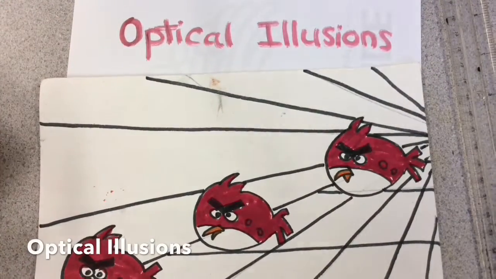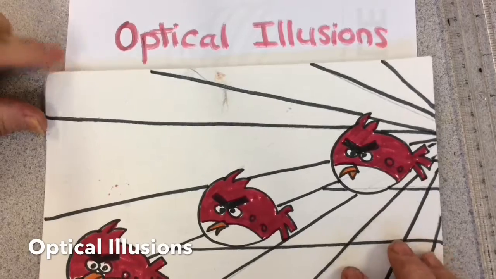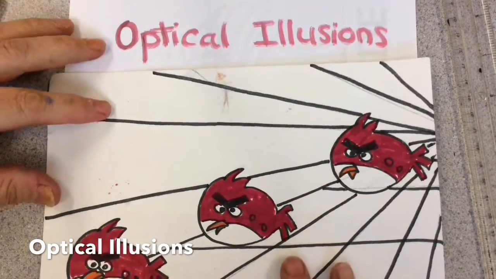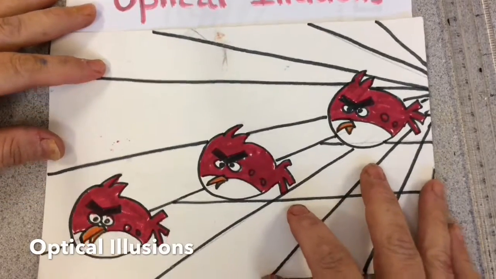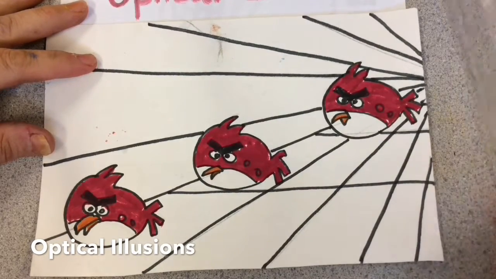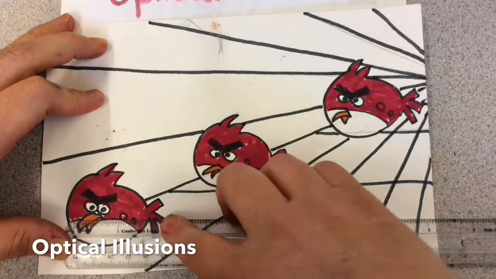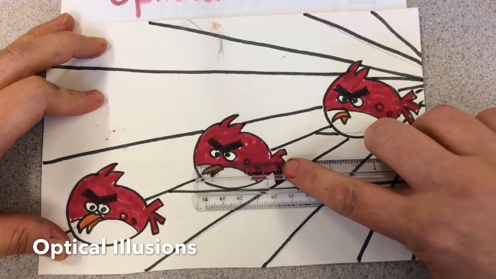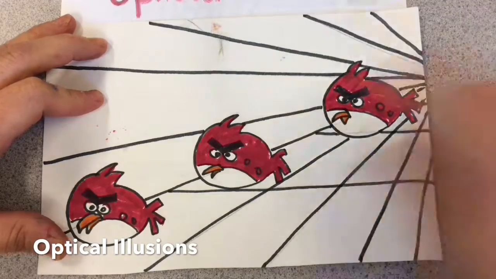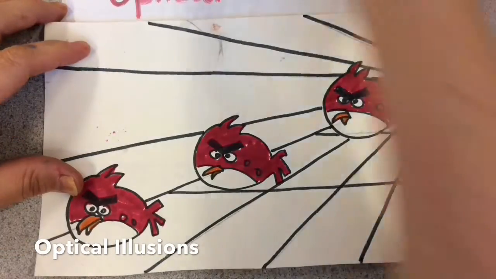Today we'll be starting a unit on optical illusions. An optical illusion is something that tricks your eye into seeing something that's not there or seeing it differently. So in the case of the Angry Birds, which one do you think is the biggest? Okay, that's actually a trick question. They're actually all the same size. If I'm going to measure them, they are all 2 inches. It's just the lines make it appear as though this one is bigger.